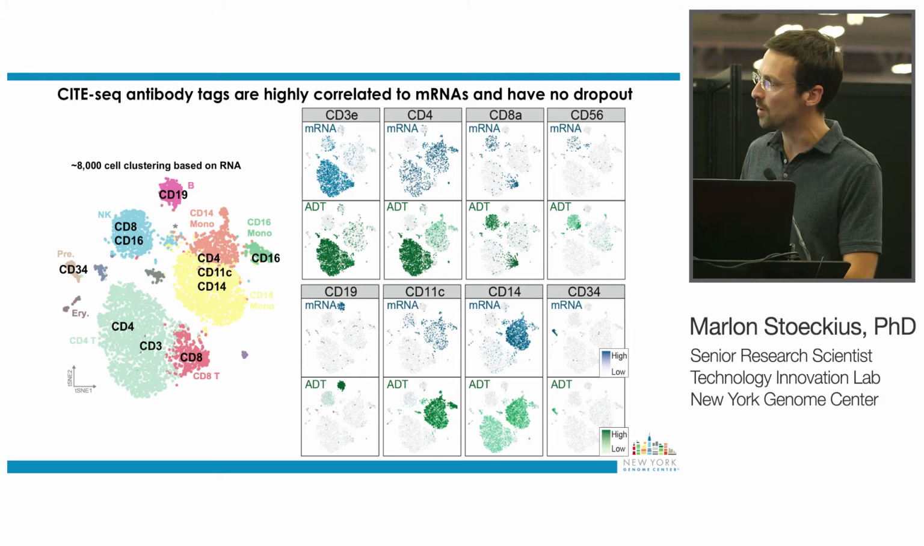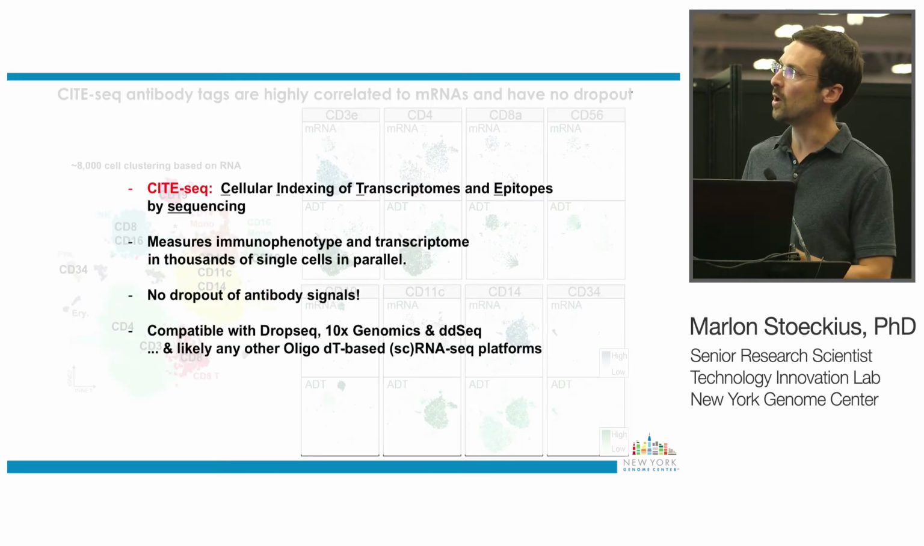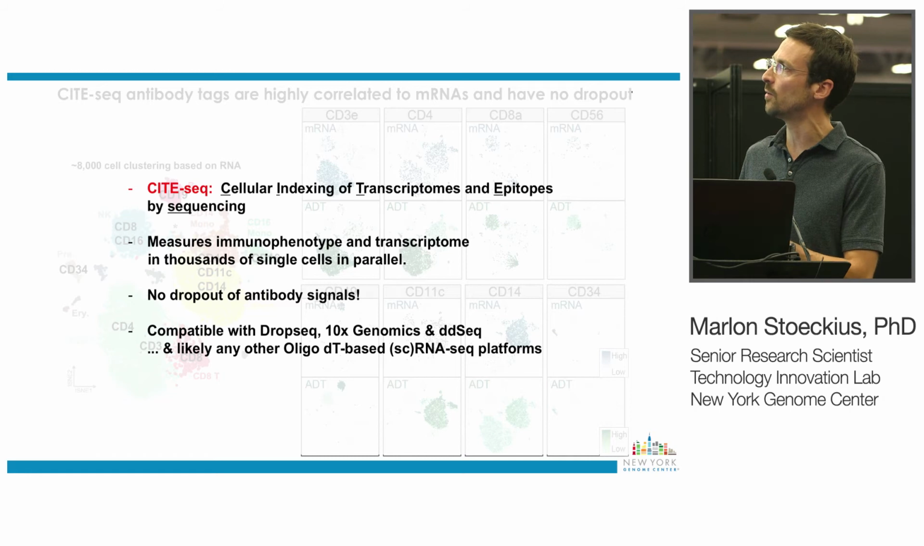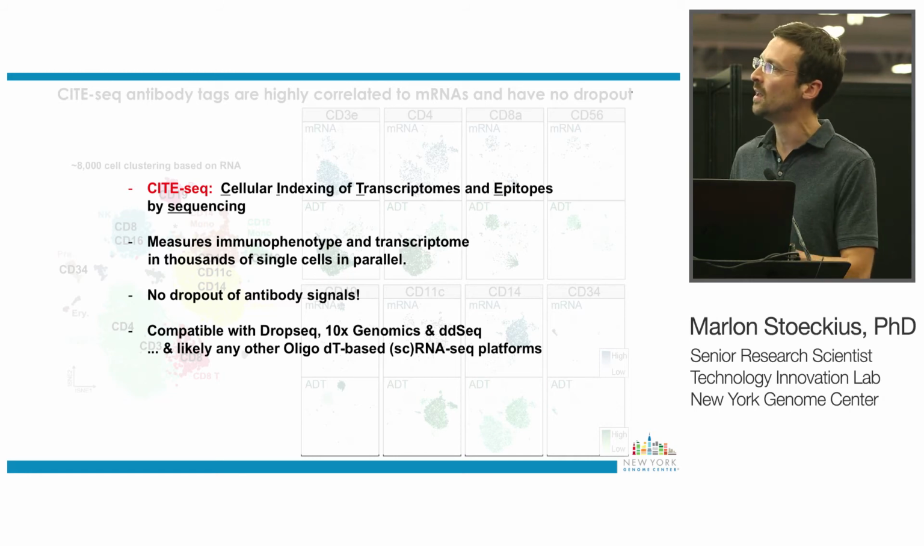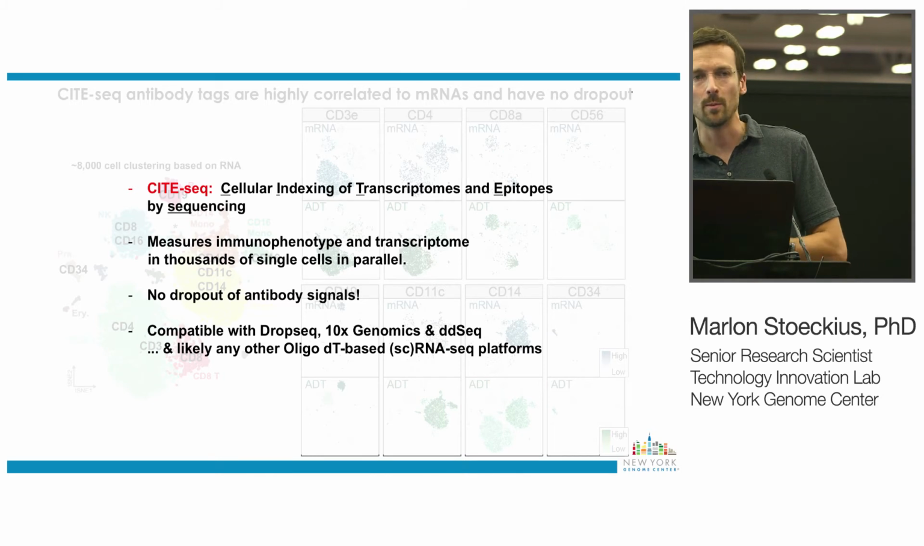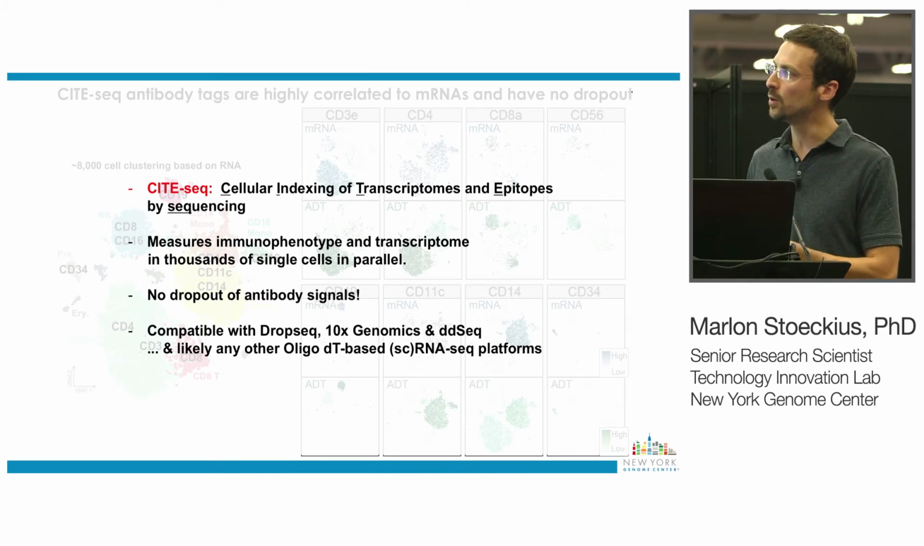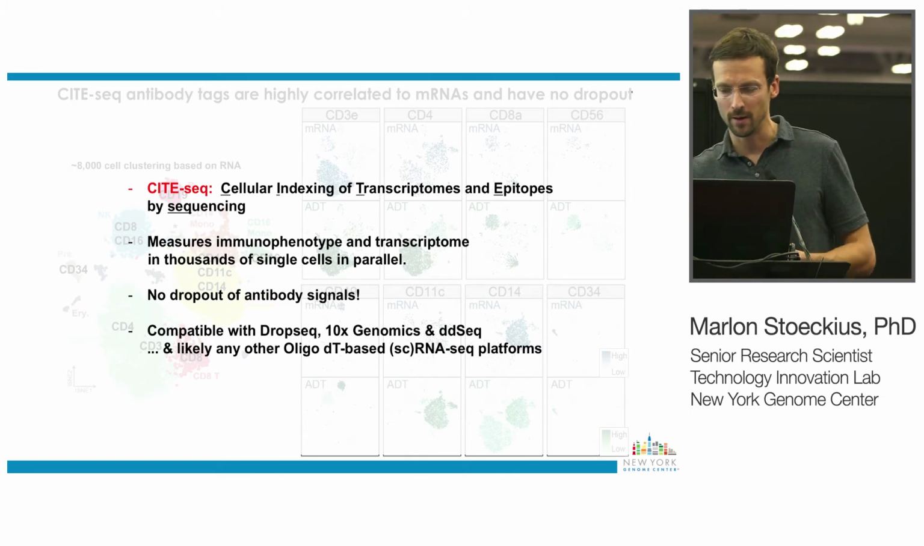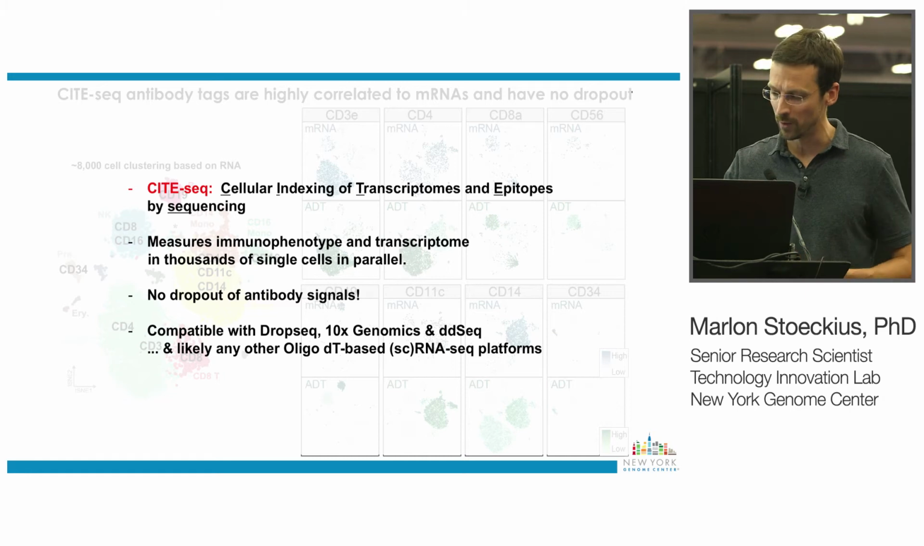And we don't see this at all for the antibody tags. So with the antibody tags, there's almost no dropout in any of the cells. So we called the method CITE-seq, for cellular indexing of epitopes and transcriptomes by sequencing. And you measure the immune phenotype and the transcriptome from every single cell. And there's no dropout of the signal. And we think that the method is compatible with any oligo-dT-based single-cell or even bulk sequencing workflow.